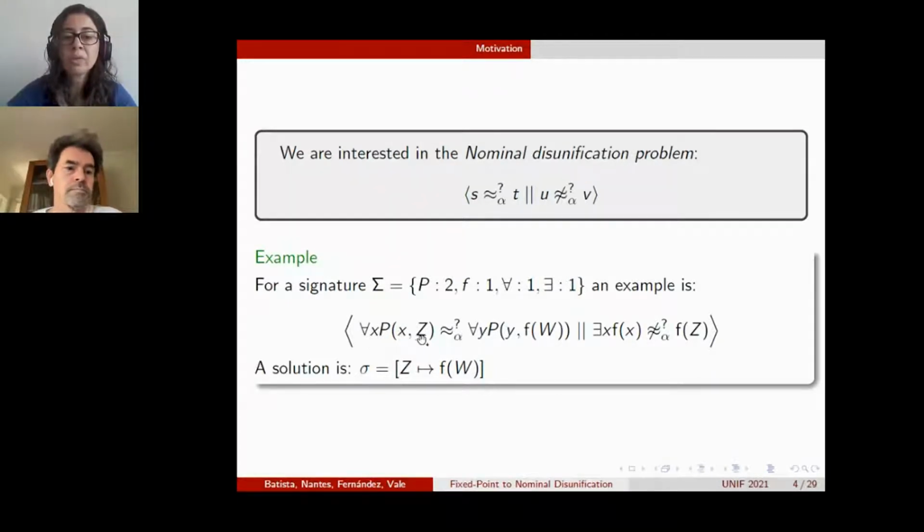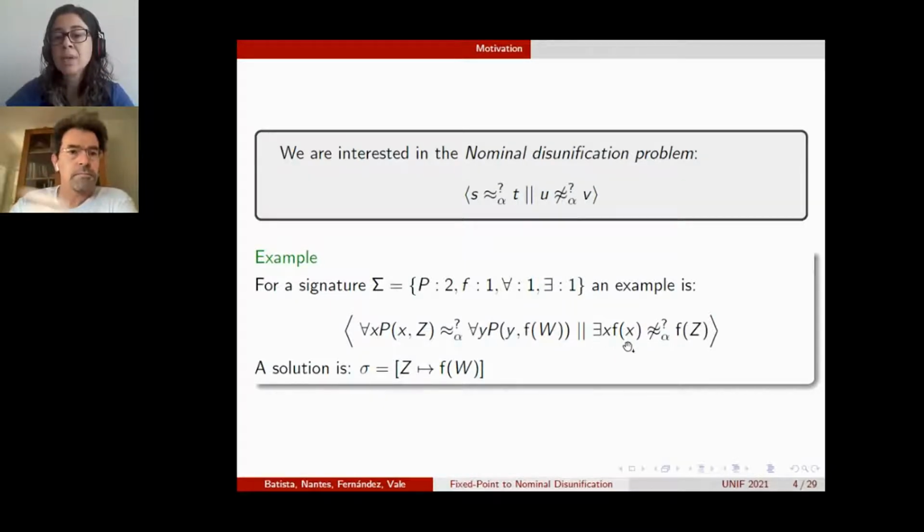this equation between two first order formulas expressed in nominal syntax: for all x, P of x, Z is equal to for all y, P of y, F of y, F of w, and we have this disequation which says f of x is different from f of. So a solution for this would be Z goes to F of w. So we want a method or a procedure to solve this problem.